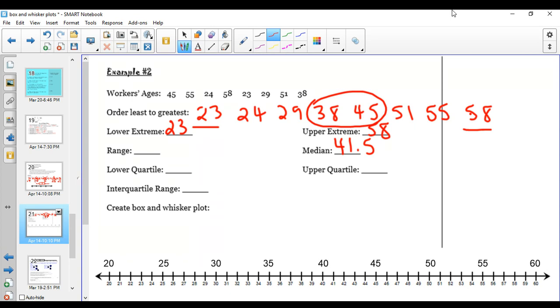So what I like to do in this situation is just draw a line down the middle to kind of remind myself that I am going to use the 38 on the left side and I will use the 45 on the right side.